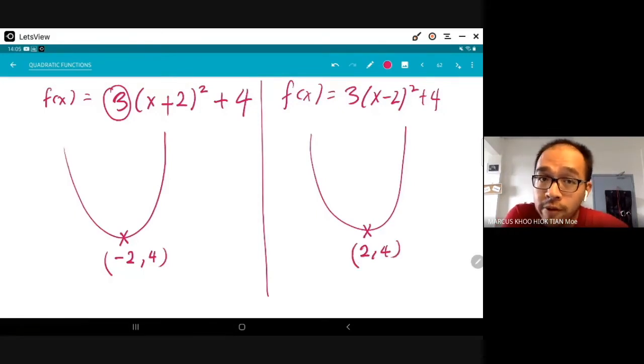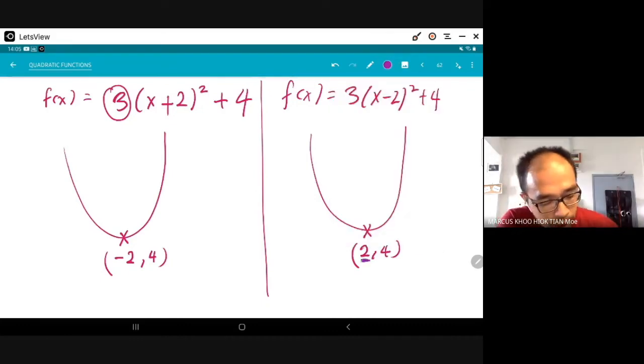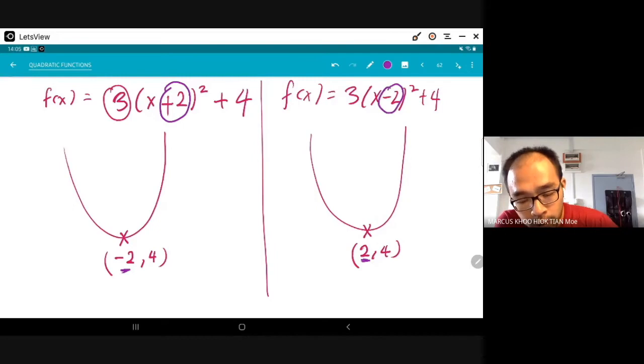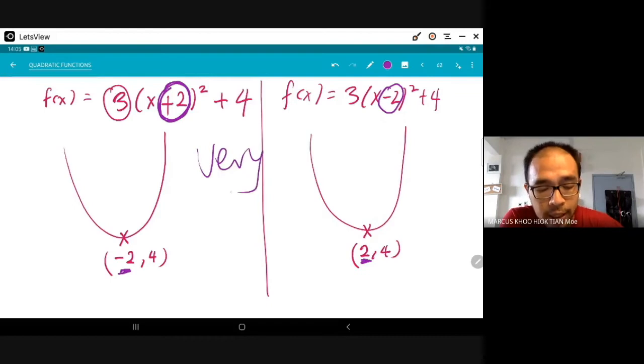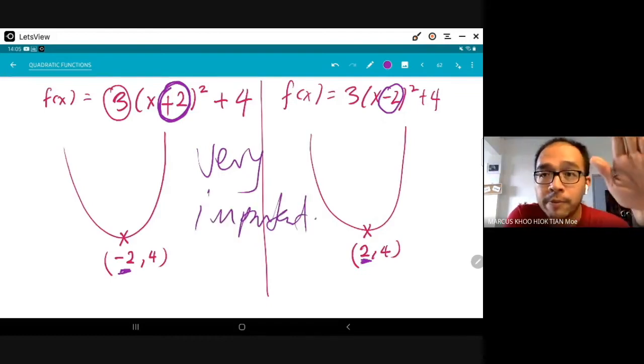So be very careful with this. The x coordinate is always opposite to this number. Kalau nombor di sini negatif 2, x coordinate-nya adalah 2. Kalau the number over here is positive 2, the x coordinate is -2. Very important to remember. Always people forget.